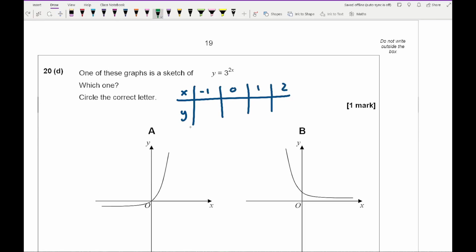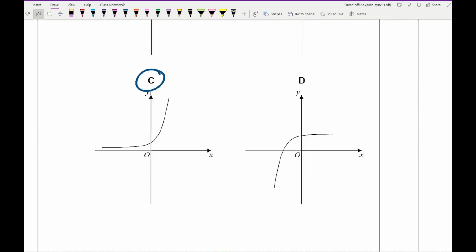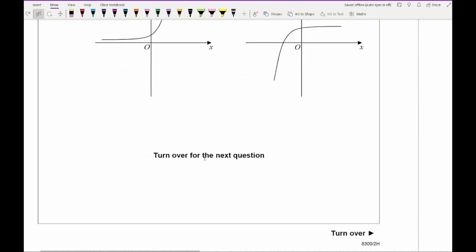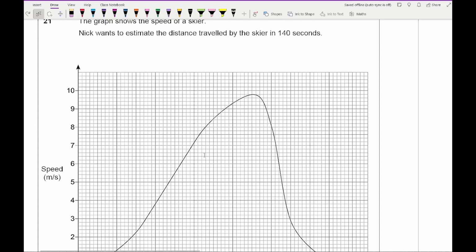Substitute those numbers in. So 3 to the power of 4 is 81. 3 to the power of 2 is 9. 3 to the power of 0 is 1. And 3 to the power of minus 2 is 1 over 9. So here I'm looking for any of those graphs in which the only one it can be is going to be C.